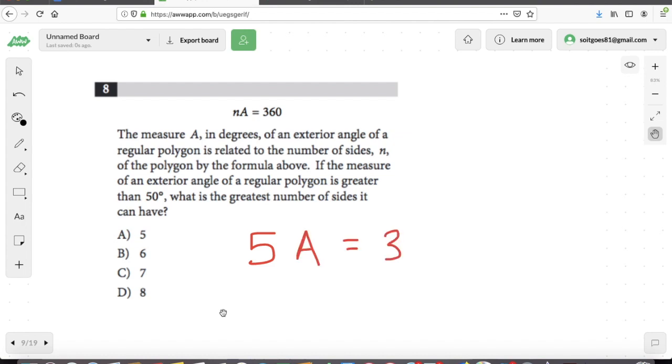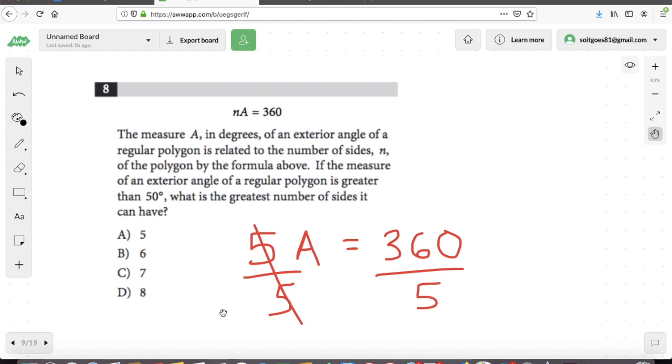5A equals 360. This might be the first time we're actually going to carry out an algebraic operation here, because we do have to solve for A now, but I think it's real straightforward. Do you know how to solve for A in this case? I think so. You can find A if you divide both sides by 5. Because if we take 5A and divide it by 5, 5 divided by 5 is 1, so we just get A.